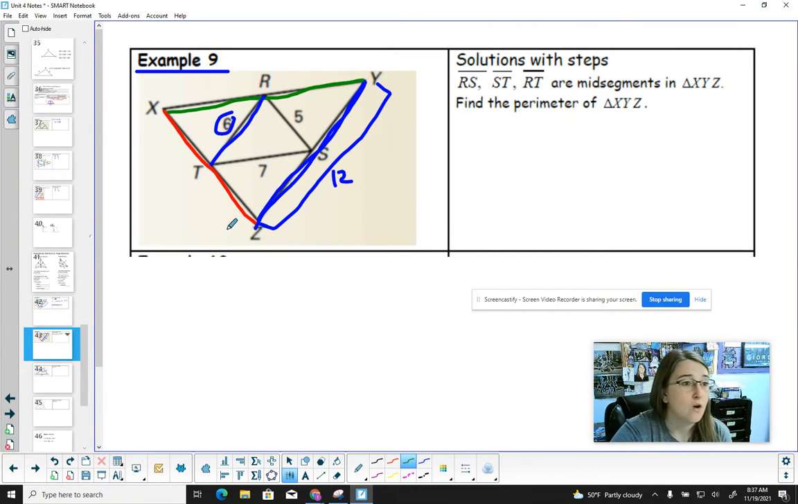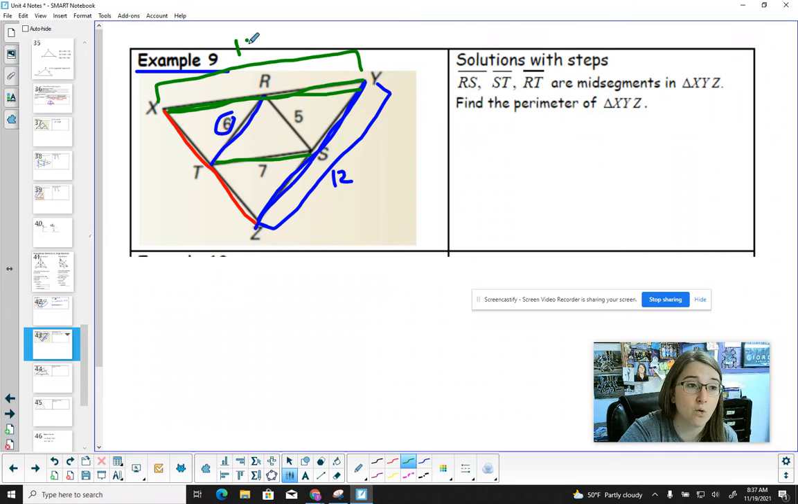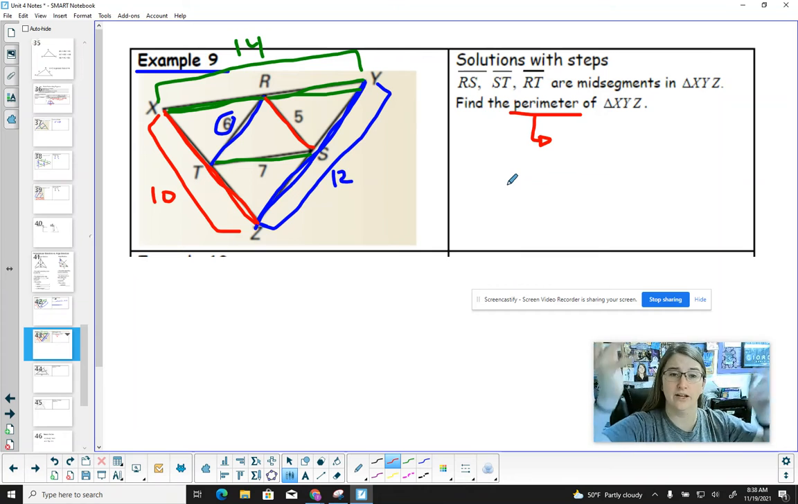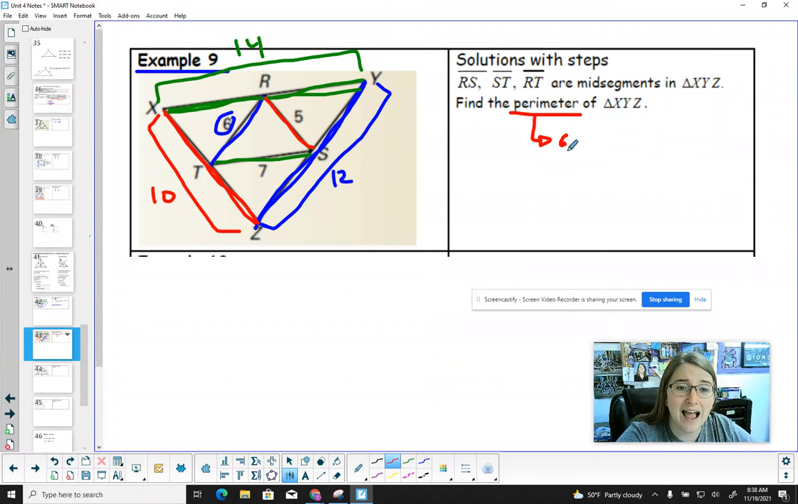What would those be? Well, this is parallel to the 7. So this whole side is double that, 14. And this is parallel to the 5. So double that, this whole side is 10. Now, one of the questions they will ask is to find the perimeter. We haven't talked about perimeter too much. It's a word you should know. You should know that from earlier in your schooling, right? Perimeter means add all the sides together.